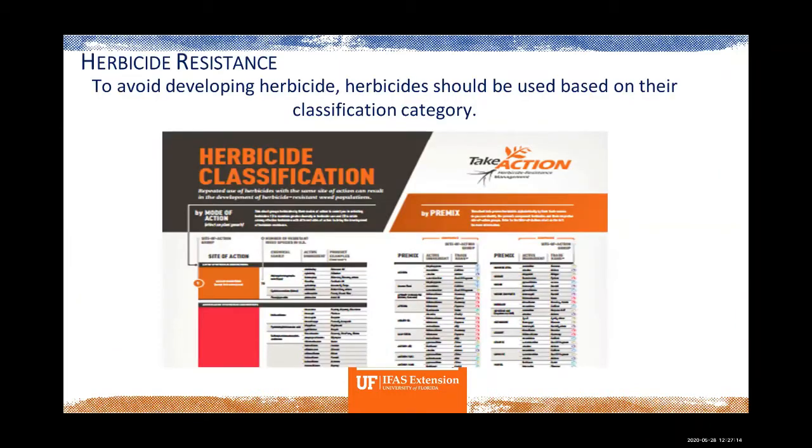I did promise I would talk to you a little bit about herbicide resistance. You want to make sure that you're looking at your mode of action. Your mode of action will talk about whether it's a photosynthesis inhibitor, whether it's a protein synthesis inhibitor, amino acid inhibitor. And so you want to make sure that when you rotate your pesticides to prevent resistance, you are rotating active ingredients, because different active ingredients do different things.